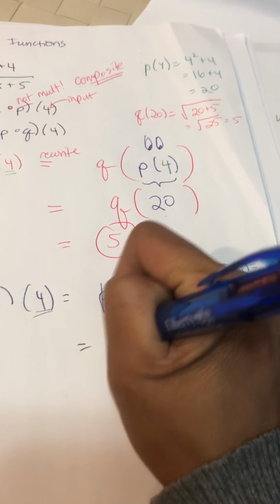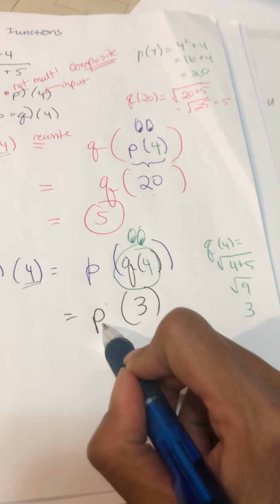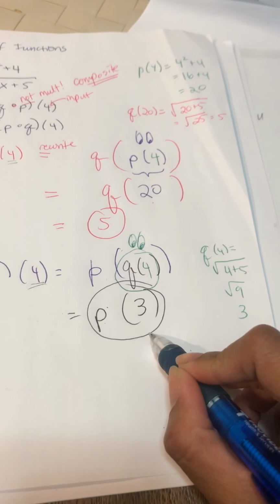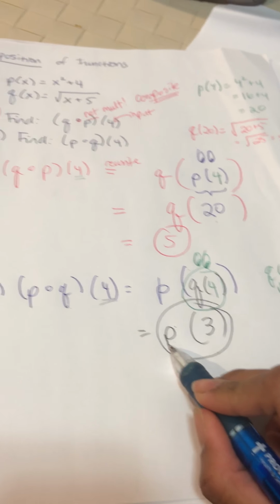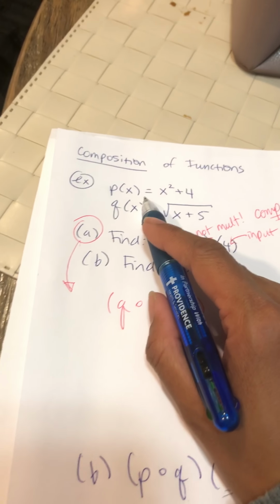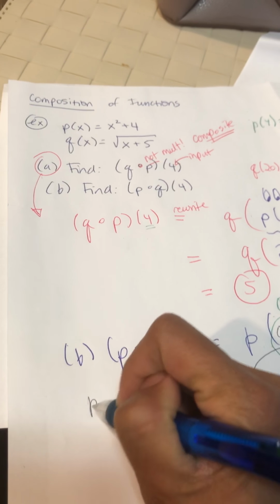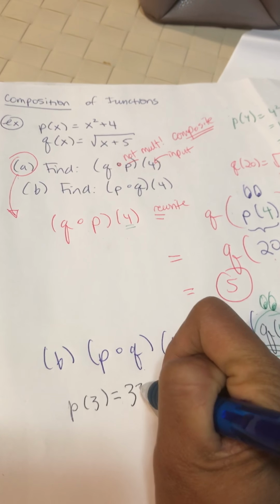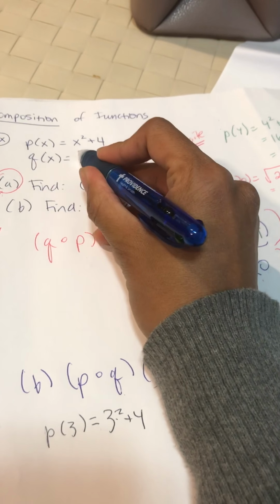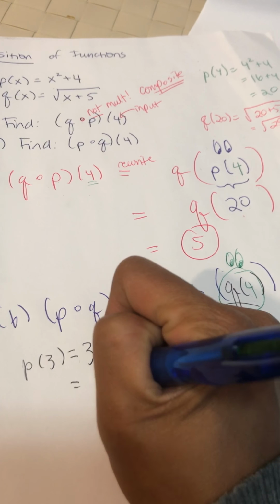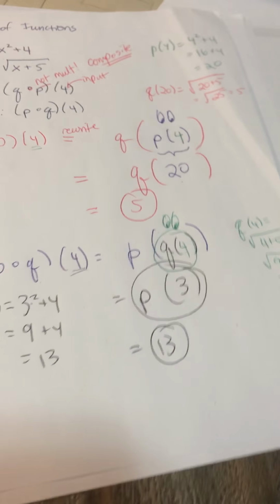Outside of that is P, so now I apply the P. Looking at P of 3, what do I get when I plug 3 in for the P function? P of 3 is equal to 3 squared plus 4, because I plug 3 in for x. 3 times 3 is 9, plus 4 is 13. So here my final answer is 13.